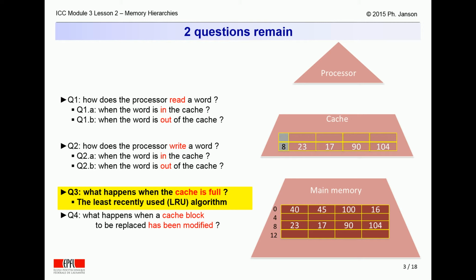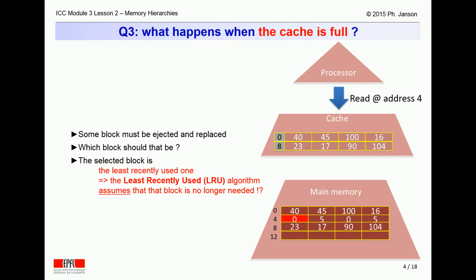And that key lies in an algorithm that always selects the least recently used block for ejection. That algorithm is abbreviated LRU. In the present example, the processor is assumed to want to read the word at address 4, but the block containing word 4 is not in the cache, and there is no room left for it in the cache, which is already full. The LRU algorithm will make the required room by ejecting the block that has been the least recently used, under the assumption that that block is no longer needed.